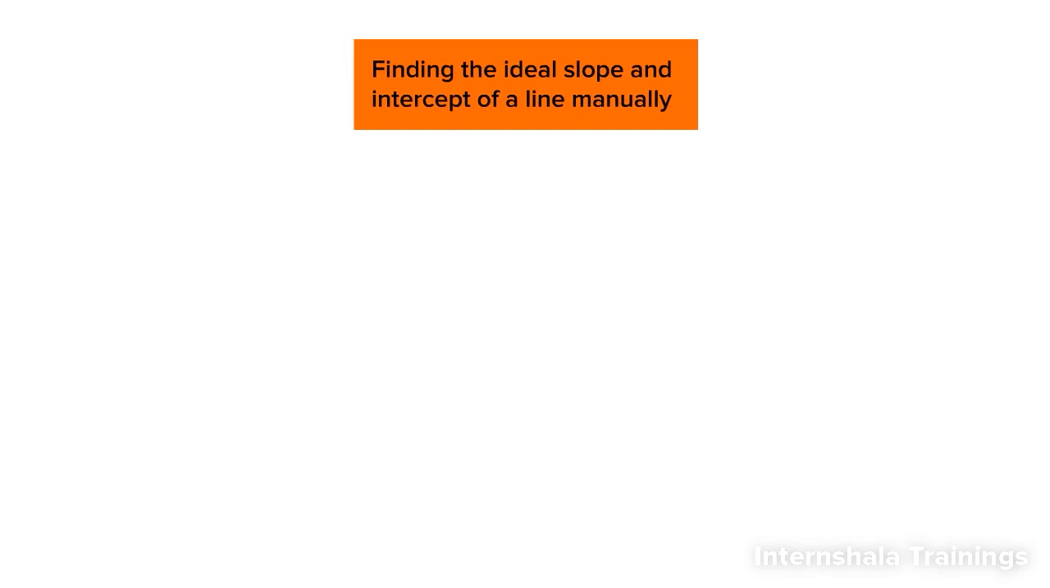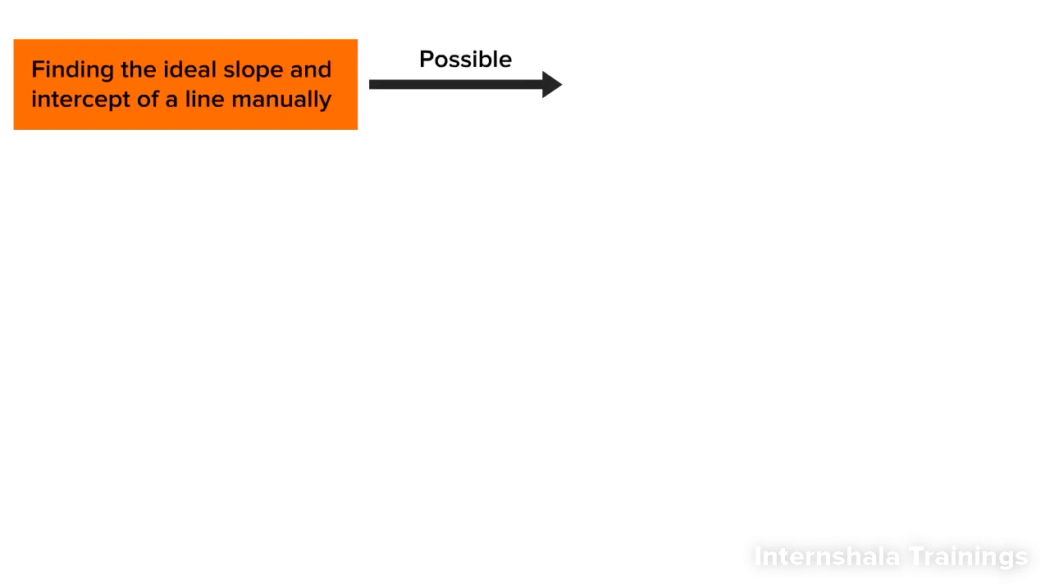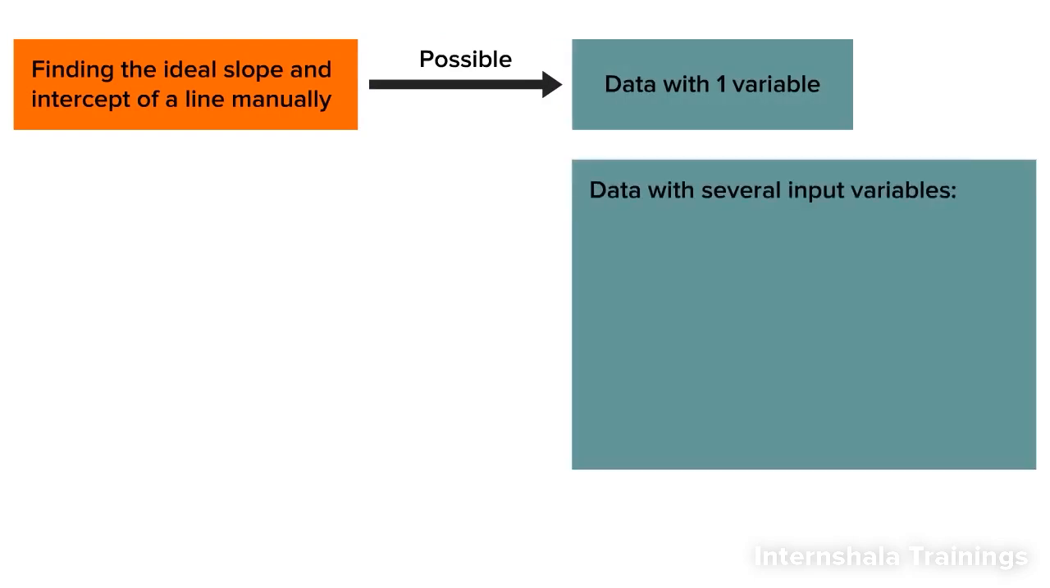So we have now learned how we can find the ideal slope and intercept of a line manually by identifying the optimum value of the slope, m, and the intercept. But we could do this because our data had only one input variable. But what if our data has several input variables, that is x1, x2, xn, which means the equation of the resultant linear regression model would be that of a line in n-dimensional space like shown here.